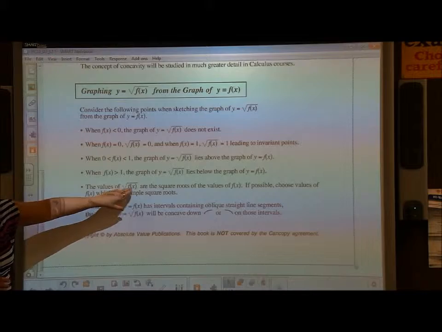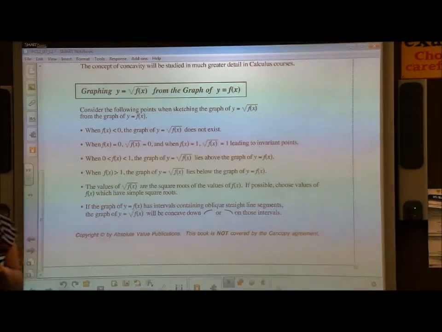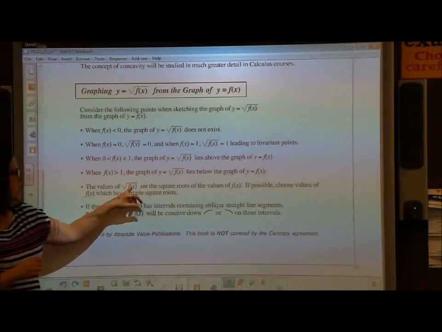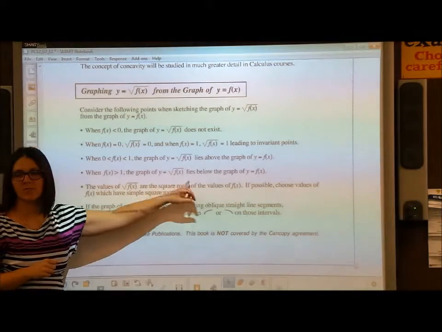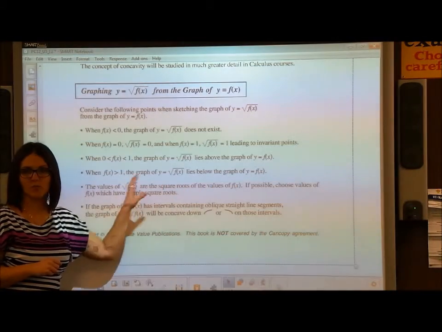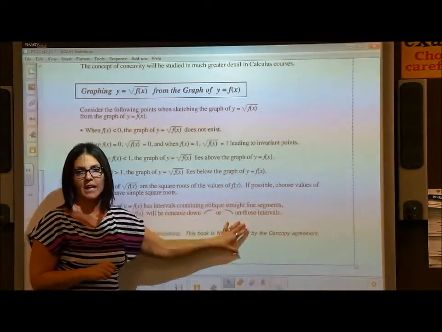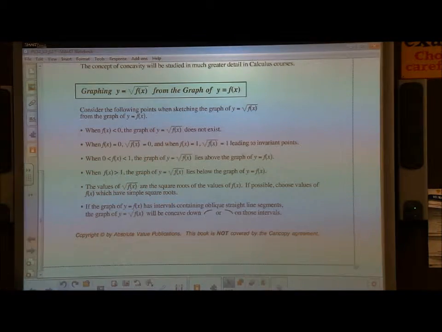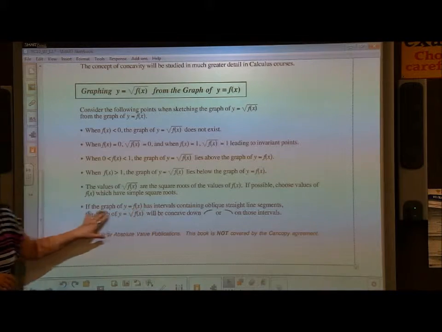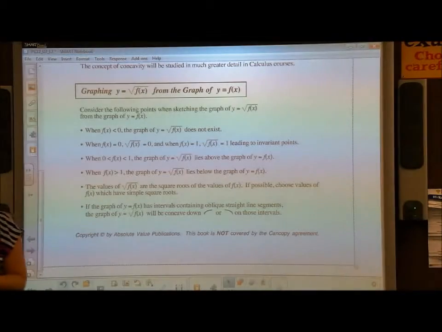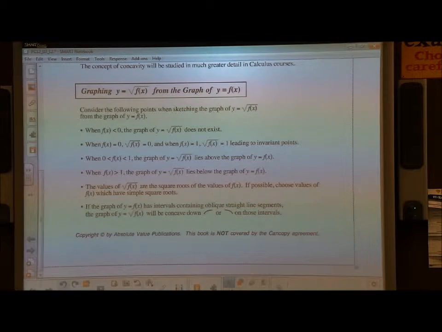The values of the new graph are the square roots of the values of the original. Choose values that have simple square roots, such as let f of x be equal to 4. Then the square root is going to be 2. So if I let f of x be equal to 4, this is going to be 2. So I look for 4 on the graph, and then I can graph 2. I look for 9, then I can graph 3. Things like that. If there are intervals containing oblique straight line segments, the square root graph is going to be concave down in those intervals. So now we're going to put this together.